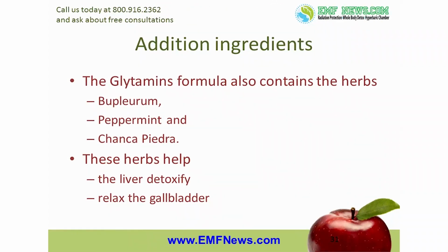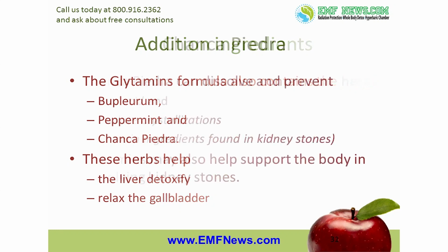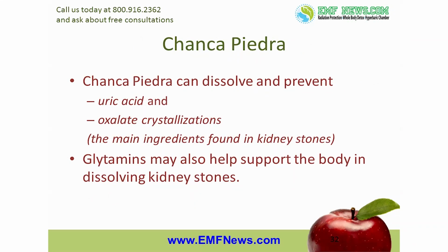The Glytamins formula also contains the herbs bupleurum, peppermint, and Chanca Piedra. These herbs are used to further help the liver detoxify and to help relax the gallbladder so that as the bile begins to flow, stones can pass out more easily. In addition, scientific studies have shown that Chanca Piedra can both dissolve and prevent uric acid and oxalate crystallizations. Since these are the main ingredients found in kidney stones, Glytamins may help support the body in dissolving kidney stones as well.